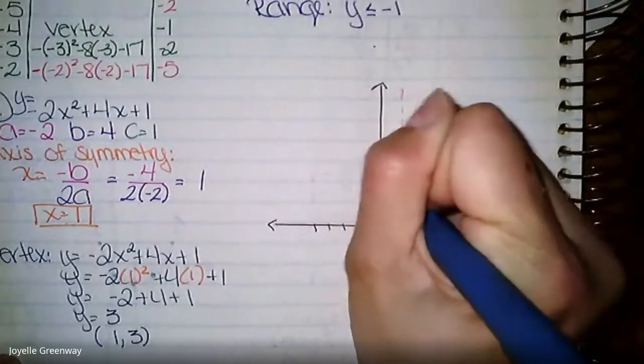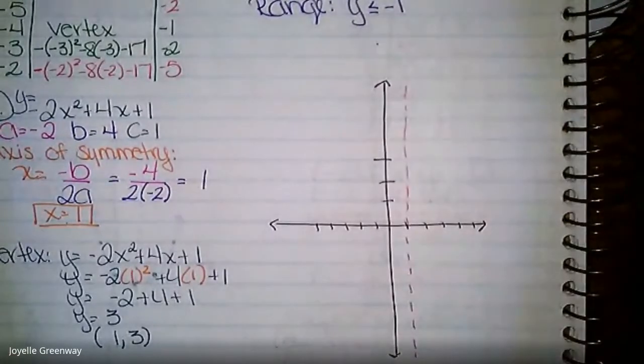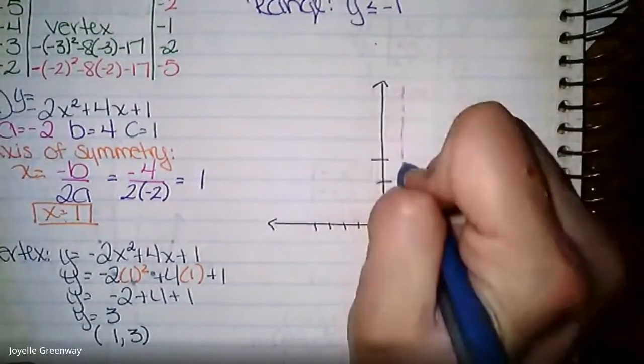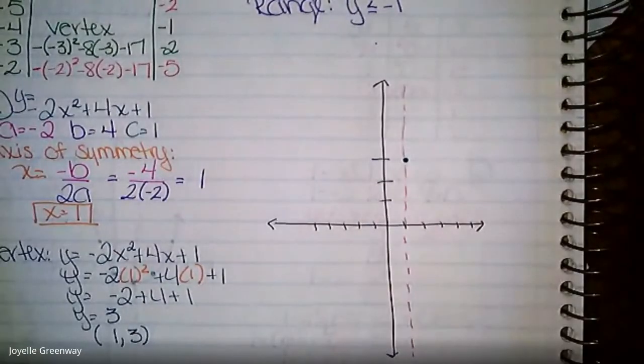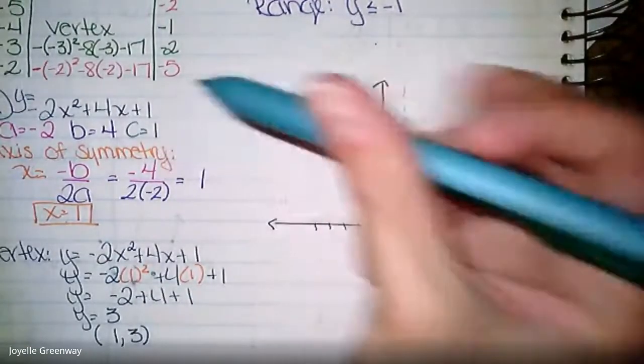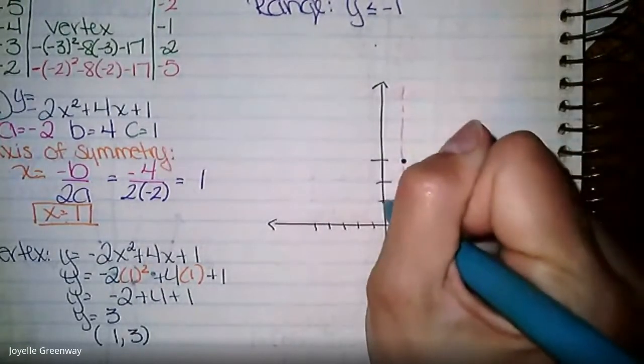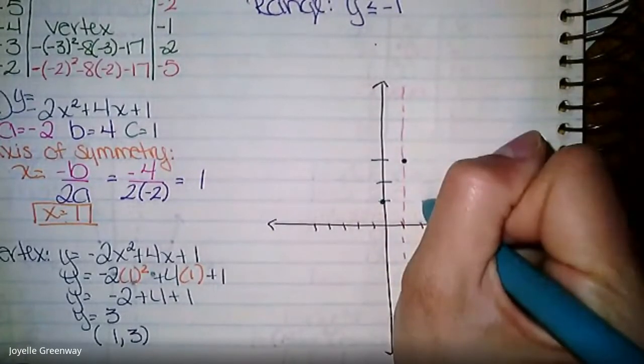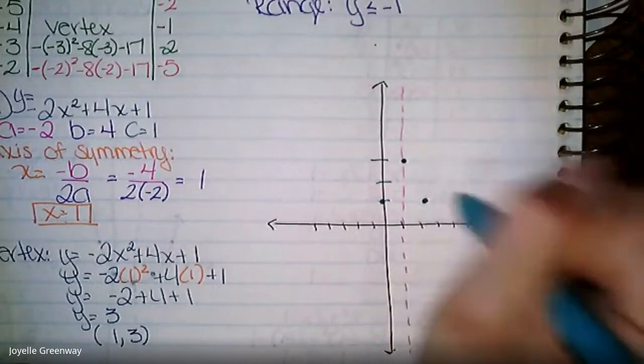So let's do 1, 2, 3. So this graph is going to be really thin. So 1, 3. So I know my y-intercept is at 1. So, and that's 1 unit away. So 1 unit away on this side.